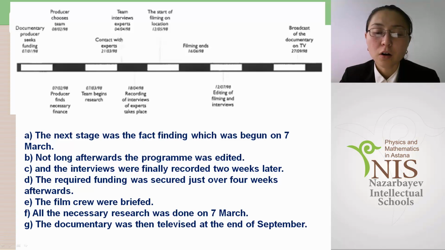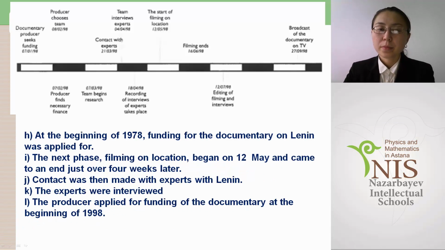F. All the necessary research was done on 7th of March. G. The documentary was then televised at the end of September. H. At the beginning of 1978, funding of the documentary on Lenin was applied for. I. The next phase, filming on location, began on 12 May and came to an end just over 4 weeks later.